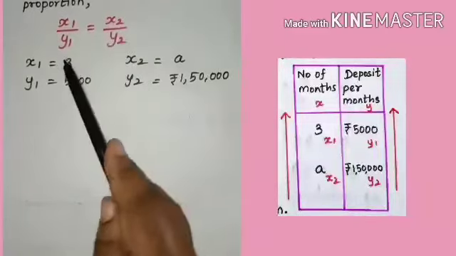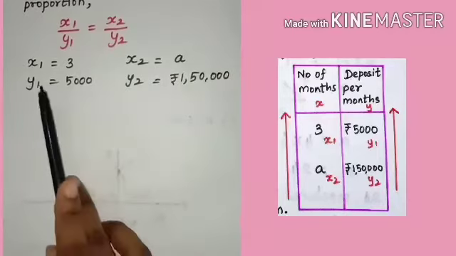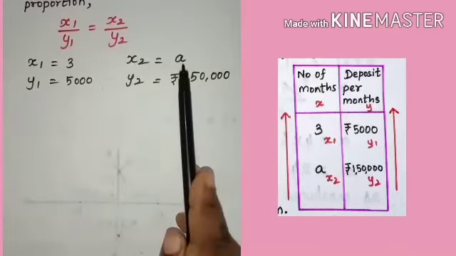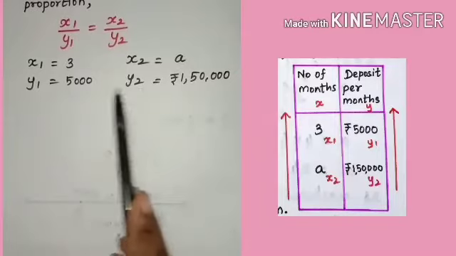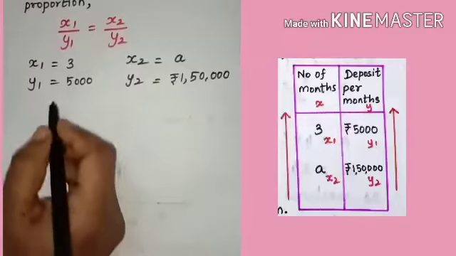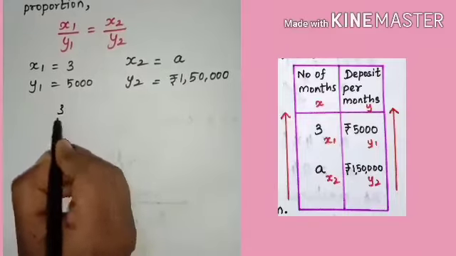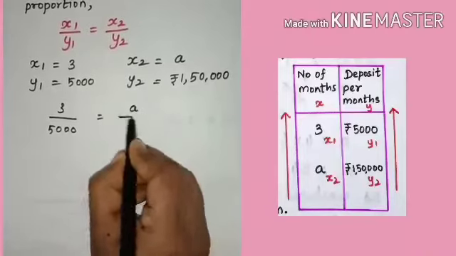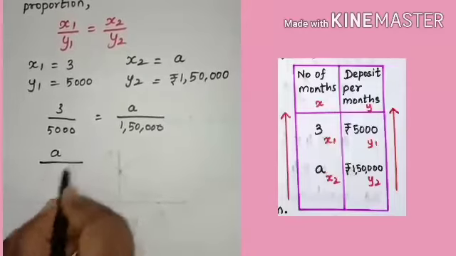Students, in the case of direct proportion, we know that the condition is x1 by y1 is equal to x2 by y2. And here x1 is equal to 3 months and x2 is equal to A, which is the unknown value, here we have to find the value of A. And y1 is equal to 5,000 and y2 is equal to 1,50,000. Now we are going to substitute all these values in the condition. Here x1 is 3 divided by y1 is 5,000 is equal to A by 1,50,000.